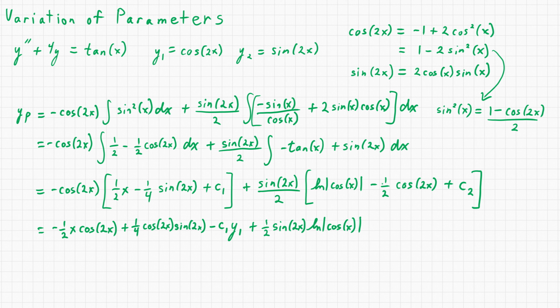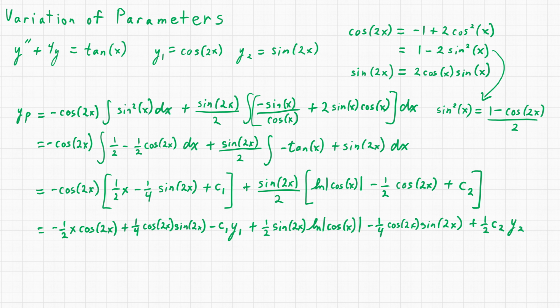And then I have minus 1/4. I have my 1/2 and my 1/2, and then I have sine and cosine, so it ends up being cosine 2x sine 2x. And then I also have 1/2 c2, and then the sine of 2x was actually the y2 solution, so I'm just going to write that as y2.